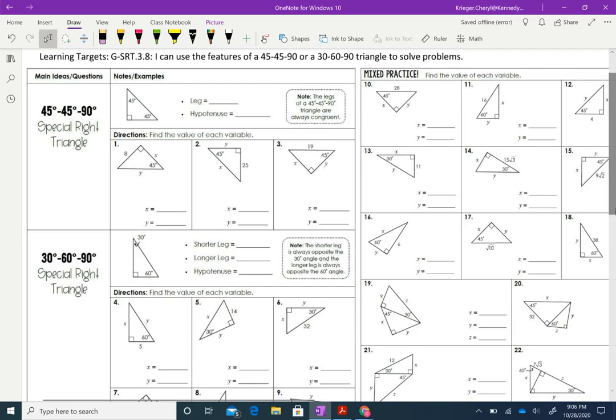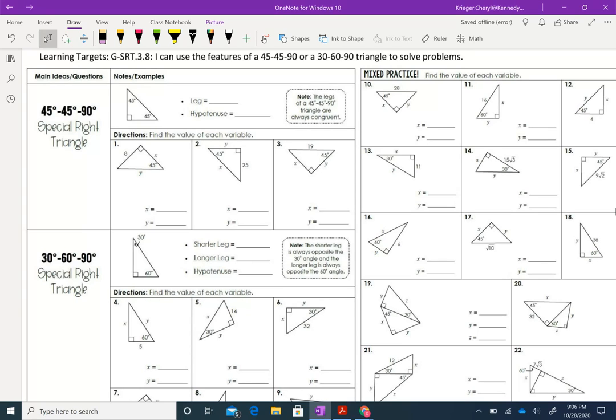Hey everyone, I have a very cool lesson for you today. We are starting the trig unit, and I'm pretty excited about it. It's one of my favorite units of geometry.